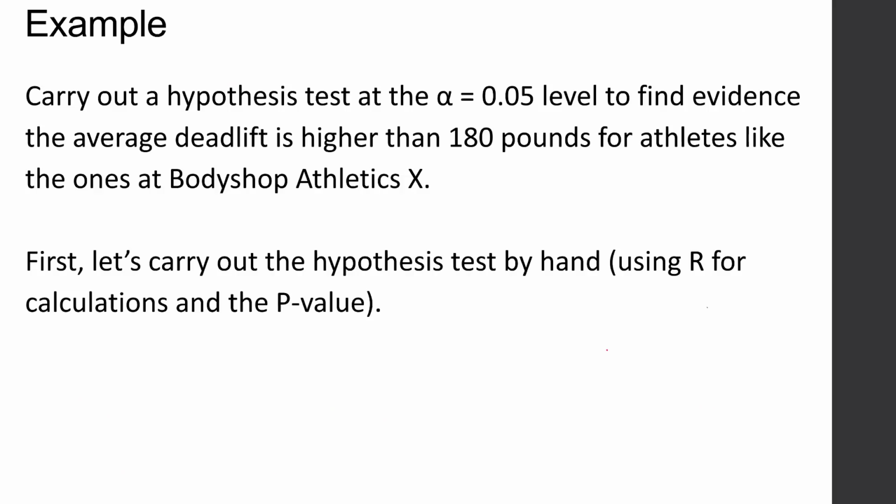All right, so carry out a hypothesis test at the 0.05 significance level to find evidence if the average deadlift is higher than 180 pounds for athletes like the ones at Body Shop Athletics X. First, let's carry out the hypothesis test by hand, using R for the calculations and the p-value. We're going to do this once or twice just so you can see and get a feel for what hypothesis testing is doing. Okay, so the first step is to state the alpha level or the significance level, and it's 0.05. We get that from the blurb.